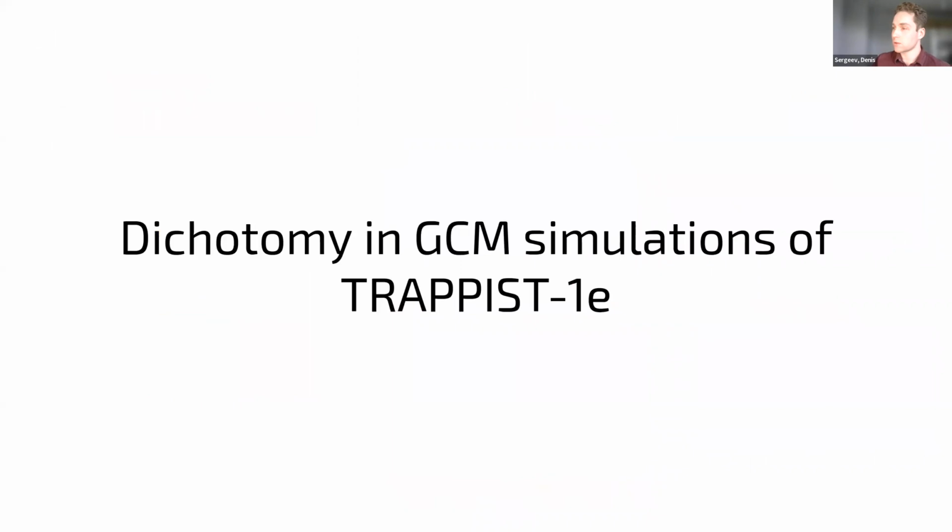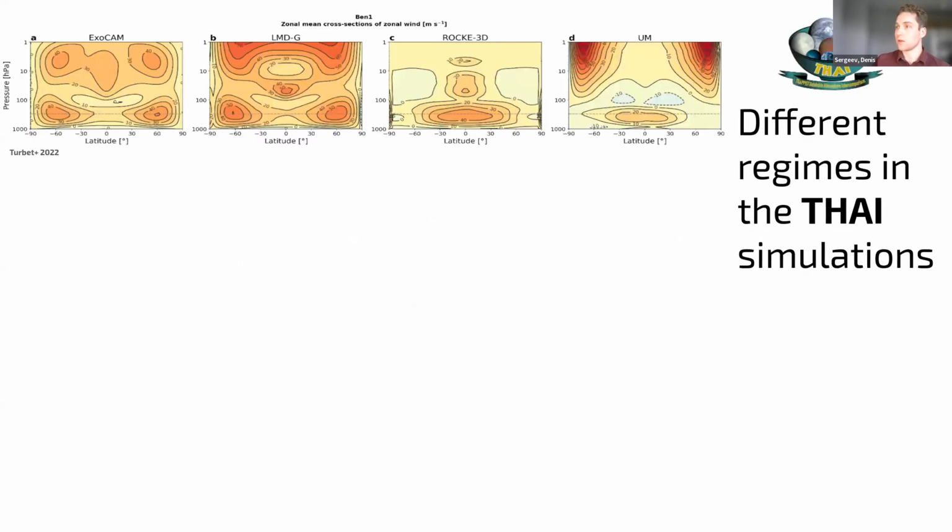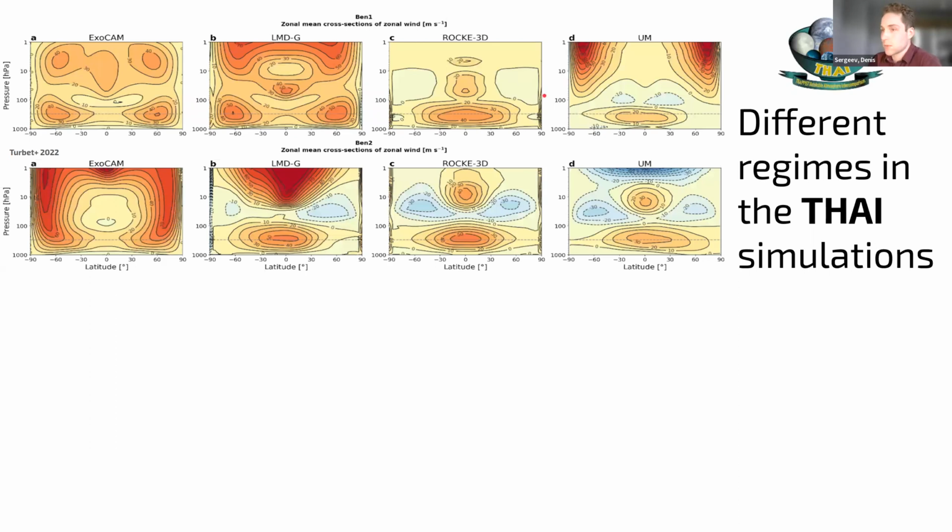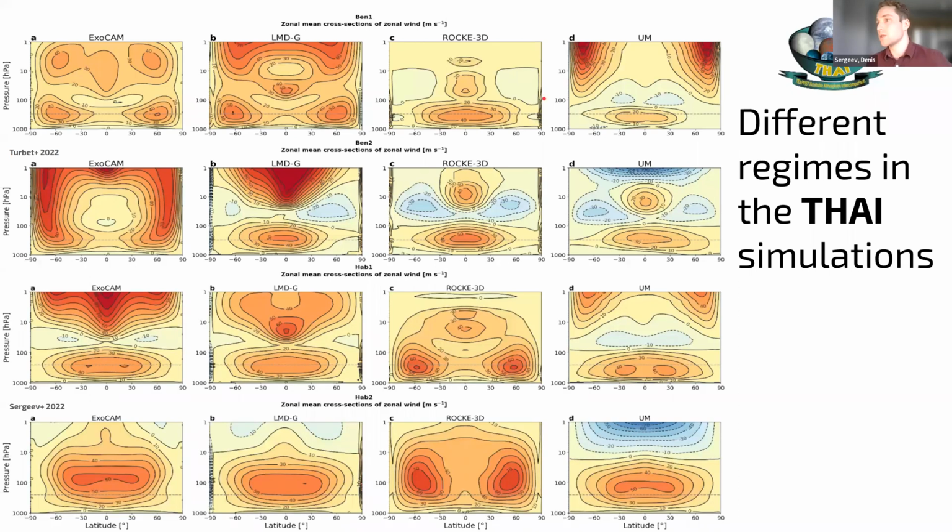However, what we found is that there is a dichotomy of circulation. In particular, we noticed that when we run simulations for the TIE comparison project, we are using 4 GCMs: ExoCAM, LMDG, ROCKE-3D, and UM. And these simulations were run for both dry and moist conditions, both for nitrogen and CO2 dominated atmospheres.